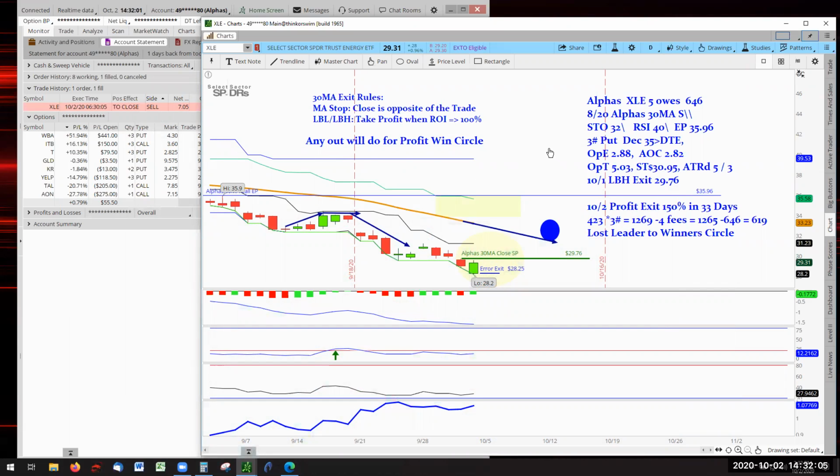Three things here we have to discuss on XLE. First of all, we got out with a profit, at 7:05 against what it owed, 282. The profit was 423, which came out to 150% for 33 days. So 423, three contracts, 1269 minus $4 for fees, 1265 minus 446, which gives us back 619. That's the first point, the profit.